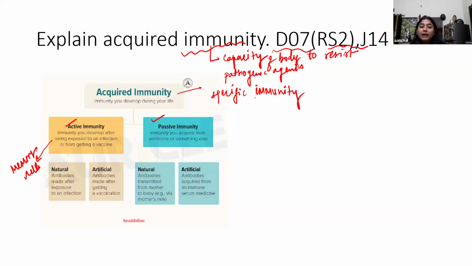So the passive immunity will never have memory cells, but the active immunity will always have memory cells, because the active immunity is the immunity which is developed by the production of antibodies, whereas in passive immunity there is no production of antibodies at all, right? So this is the main difference between the active and the passive immunity. Then another thing about acquired immunity, it is also classified as cellular and humoral immunity. About cellular and humoral immunity, we're going to learn in further slides.